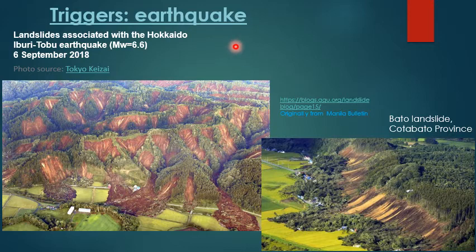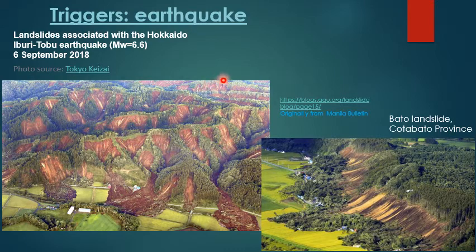Moving on, the September 6 Hokkaido Iburi-Tobu earthquake with a magnitude of 6.6 triggered hundreds of landslides over the island of Hokkaido. In fact, there were about 800 individual landslide events that were counted.